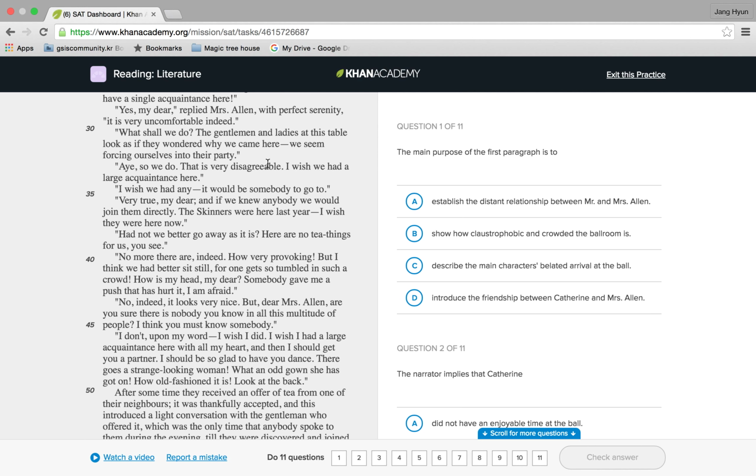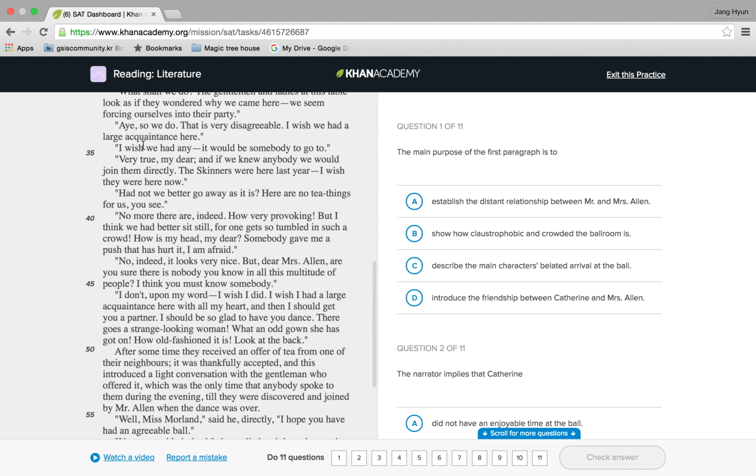Aye, so we do. That is very disagreeable. I wish we had a large acquaintance here. I wish we had any. It would be somebody to go to. Very true, my dear, and if we knew anybody, we would join them directly. The Skinners were here last year. I wish they were here now.